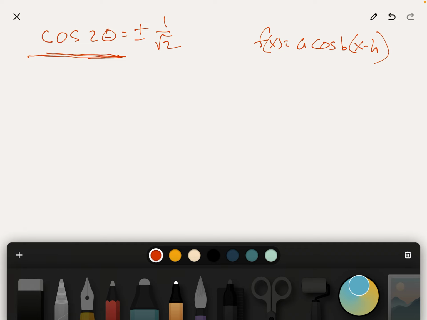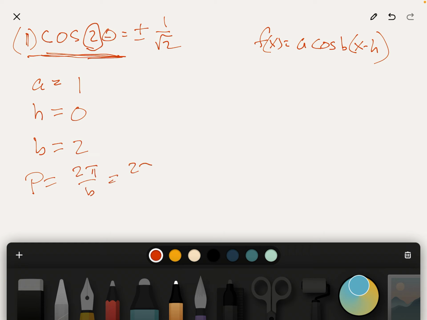So what do we have going on over here? Well, a equals 1, so that's easy. There's no phase shift, h equals 0, and that leaves us with this 2. Well, that's b. So b equals 2, and that means that the period equals 2 pi over b equals 2 pi over 2 equals pi, but the interval is 0 to 2 pi, so that's why he can say that there are 2 periods within the interval.